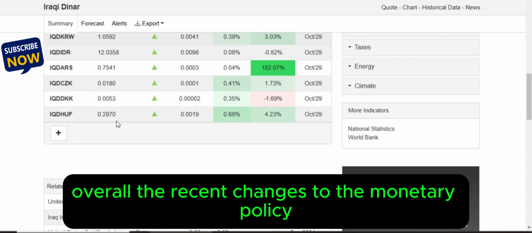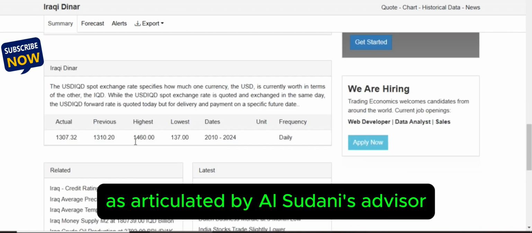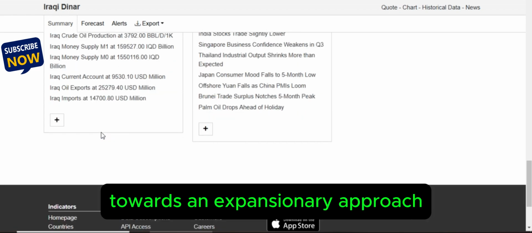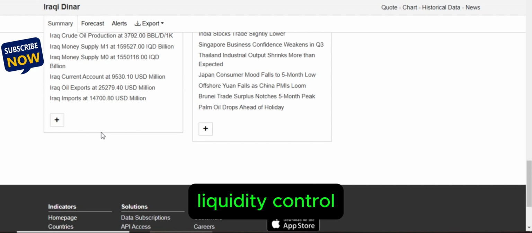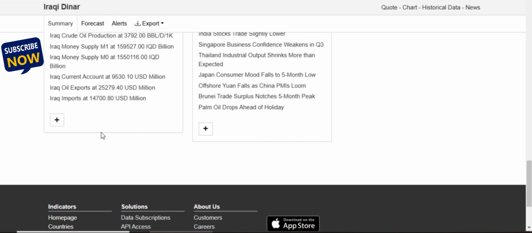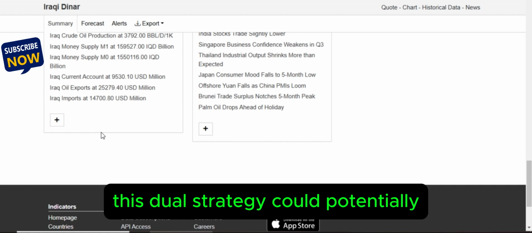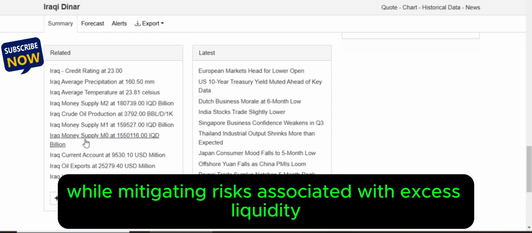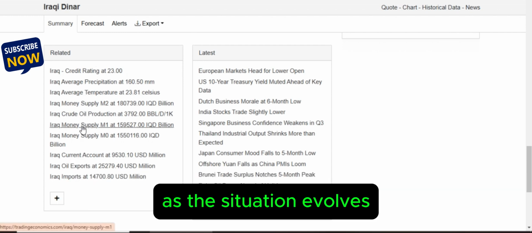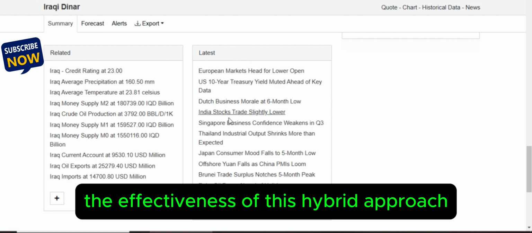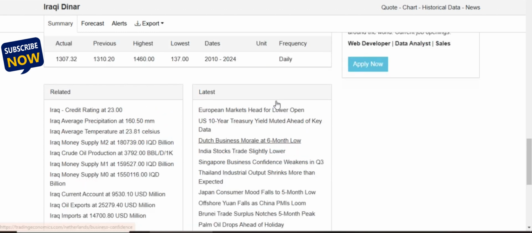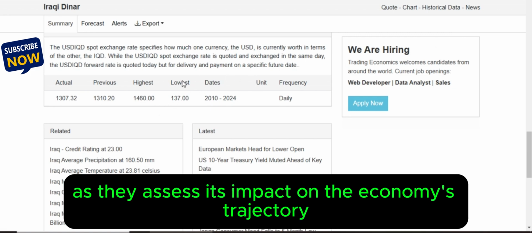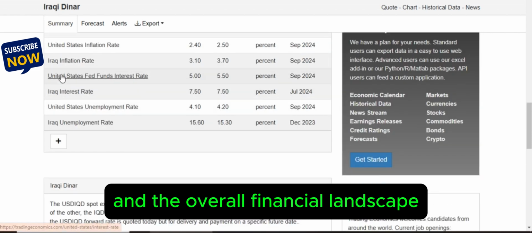Overall, the recent changes to the monetary policy by the central bank, as articulated by al-Sudani's advisor, represent a significant shift towards an expansionary approach while maintaining a careful balance with liquidity control through innovative financial instruments. This dual strategy could potentially stimulate economic activity and investment while mitigating risks associated with excess liquidity. As the situation evolves, the effectiveness of this hybrid approach will likely be scrutinized by economists, financial analysts, and policymakers alike, as they assess its impact on the economy's trajectory and the overall financial landscape.